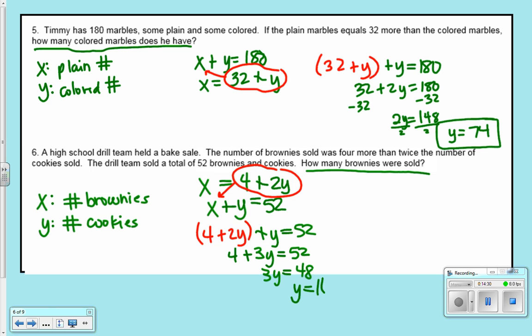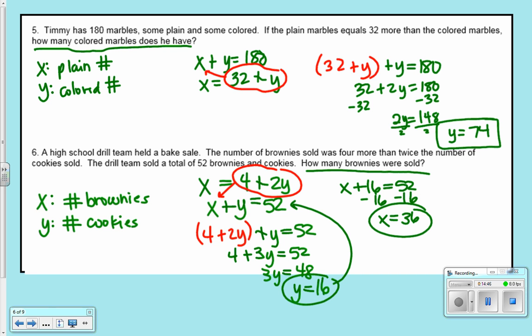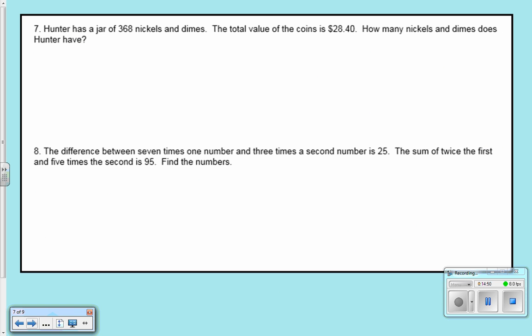So y equals 16. They asked me about brownies though. So I still need to figure out how many brownies there are by plugging this back in. So x plus 16 is 52. So x equals 36. So 36 brownies were sold. Continuing on, just 3 more problems.